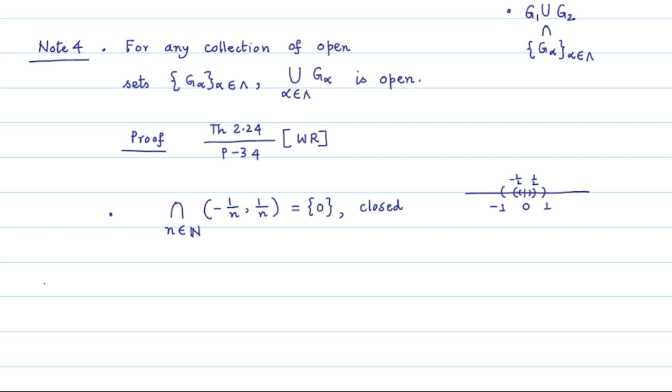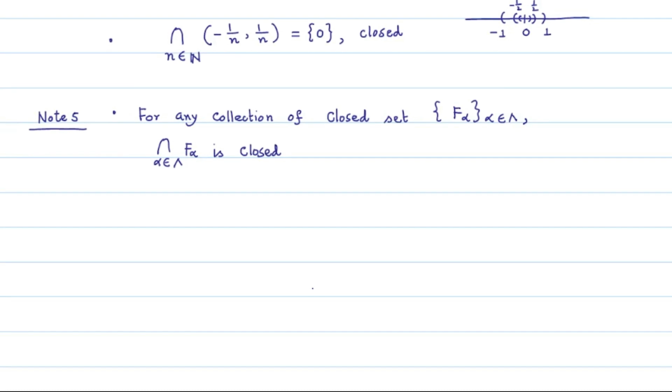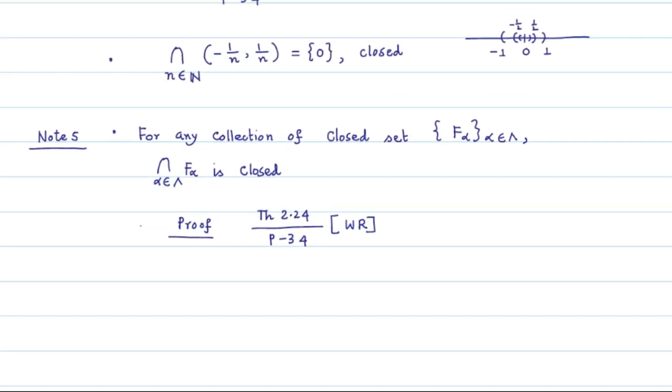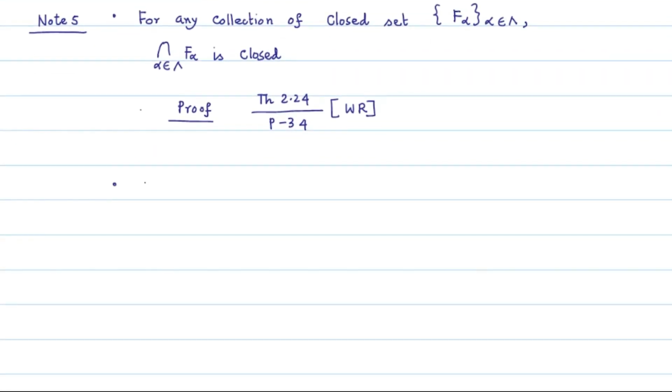Now, regarding intersection and union of arbitrary collections of closed sets, the result is the following: for any collection of closed sets, say F alpha for some index set capital Lambda, their intersection is always a closed set. However, the union of an infinite collection of closed sets may not be a closed set. As a proof of this result, you may please follow the same Theorem 2.24 on page 34 of the book of Walter Rudin.